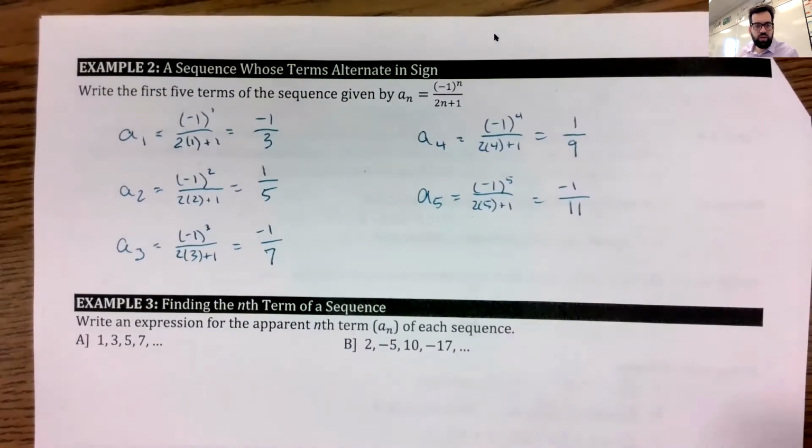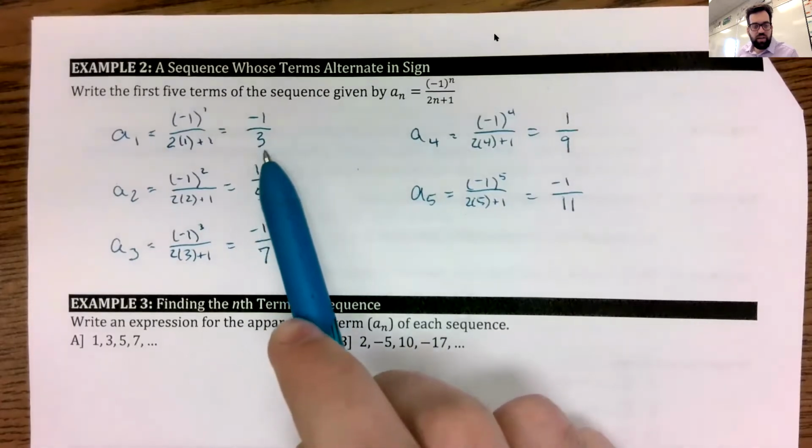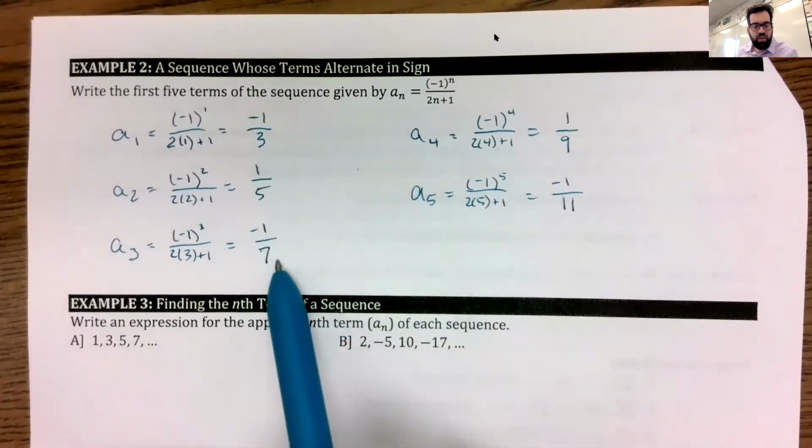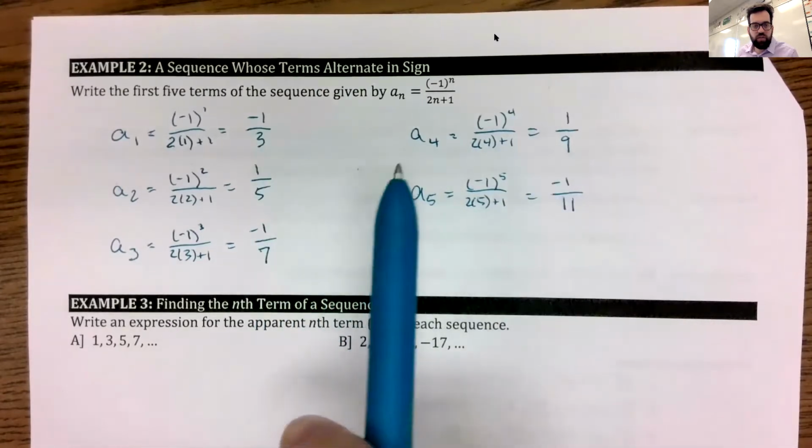So there's the first 5 terms. You can see if we were trying to determine the pattern here in the denominator, we're increasing by 2 every time. And in the numerator, we're just switching between +1 and -1.